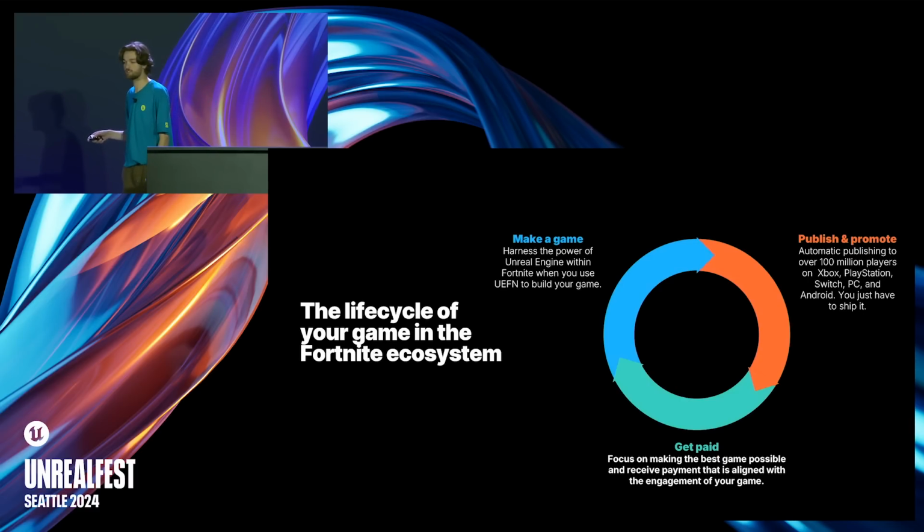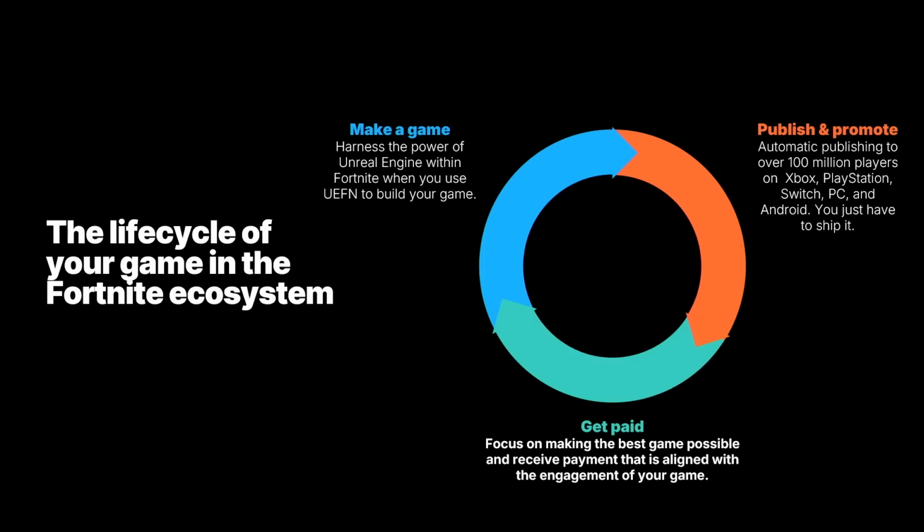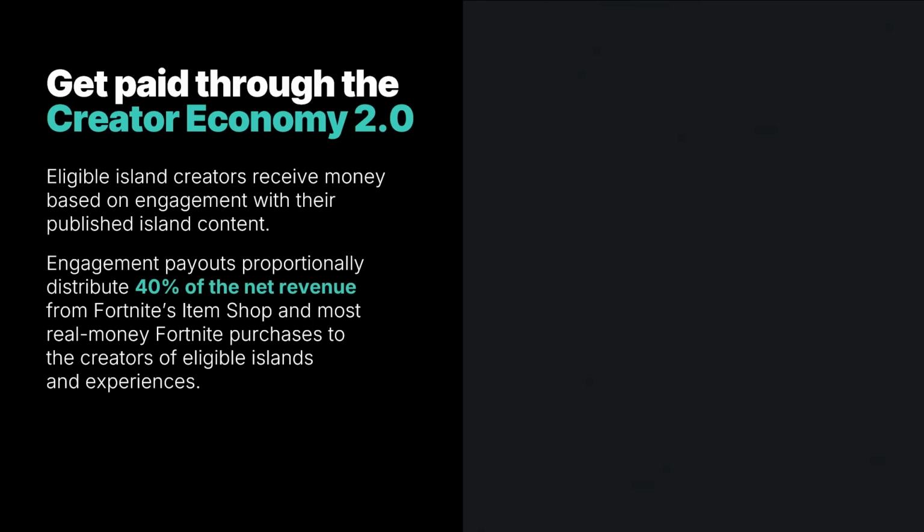And so after you've made your game, after you've published your game and it's gained some traction, the next step is getting paid. And so when it comes to monetization, our goal is to allow you as a developer to focus on making a fun, retentive, and engaging experience while we pay according to your impact in the ecosystem. And so engagement payouts proportionally distribute 40% of the net revenue from Fortnite's item shops and most real money Fortnite purchases to creators of eligible islands and experiences.